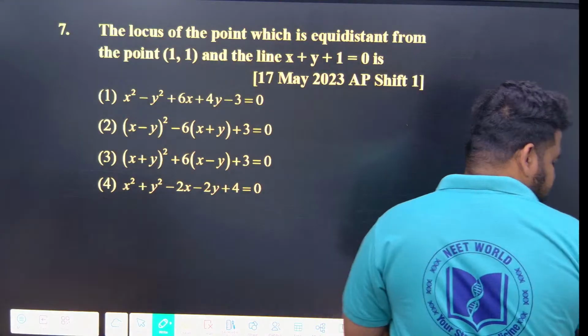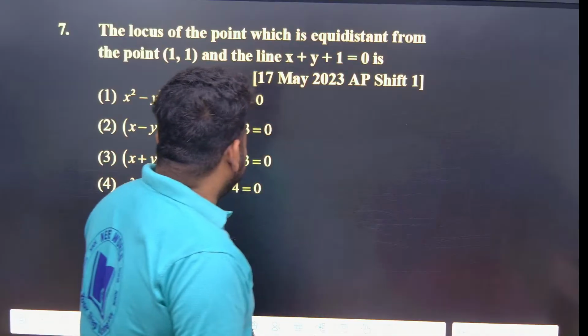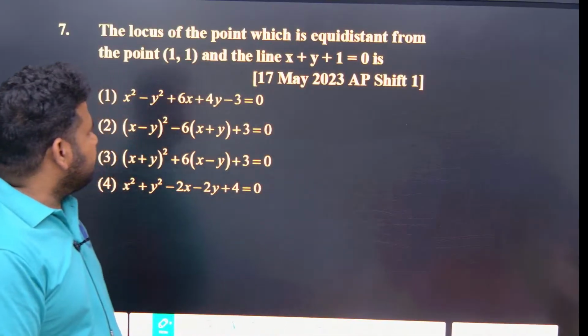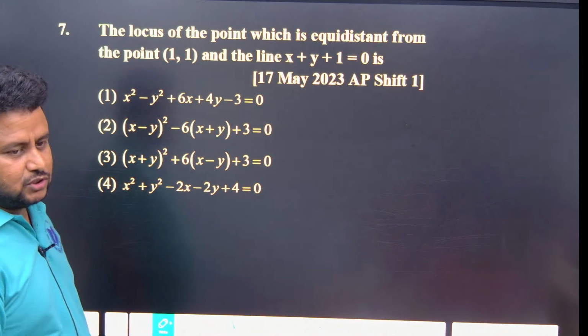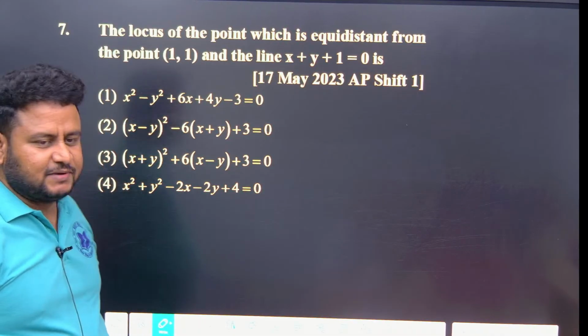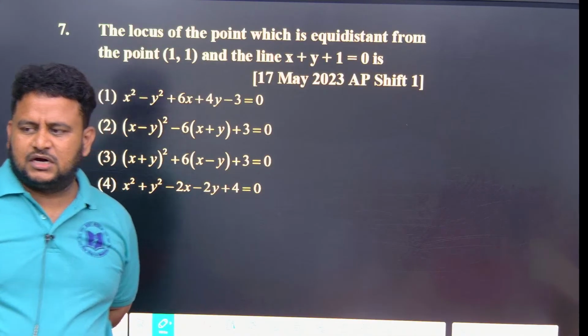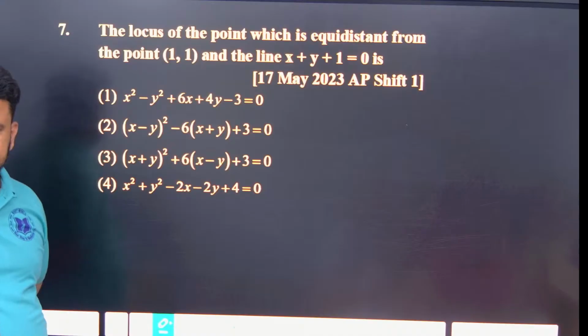This one. The locus of the point which is equidistant from the point (1, 1) and the line x plus y plus 1 is equal to 0. First explain to me this question, what are they asking? Arsha, explain to me this question, what are they asking?